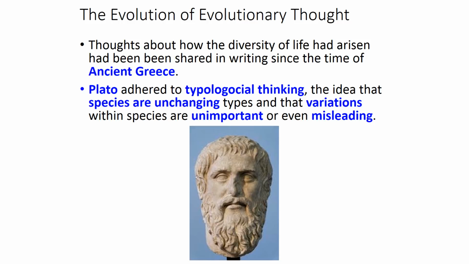So Plato adhered to what we call typological thinking. It's the idea that species are unique and they're unchanging. And that when we see variations within species, it's not a big deal. It's unimportant, or he thought it could be misleading. So for example, if you see a population of mice and you see that they have differences in coat color, well, that's fine. They're all still mice. That coat color difference doesn't matter. So species are what they are and they don't change. So Plato adhered to that.